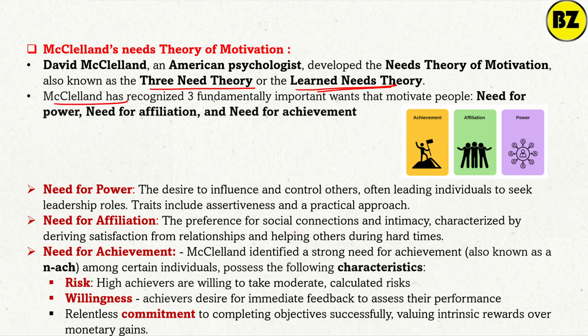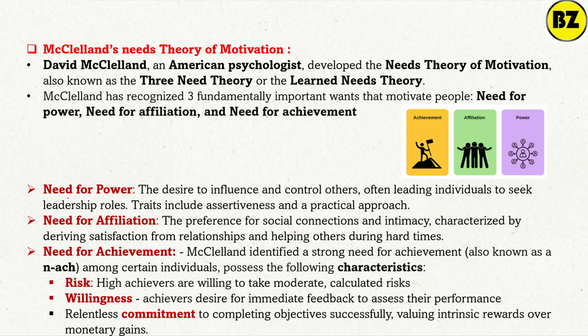McClelland recognized three fundamental needs that motivate people. He said that people work either for the need for power, the need for affiliation, or the need for achievement. Only three reasons motivate people. First is power. They will seek power, they will seek affiliation, and they will seek achievement to do something. People will only get motivated to achieve something, if there is some affiliation, and if they need power.